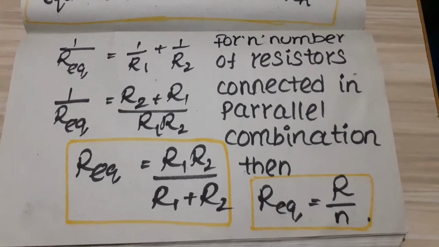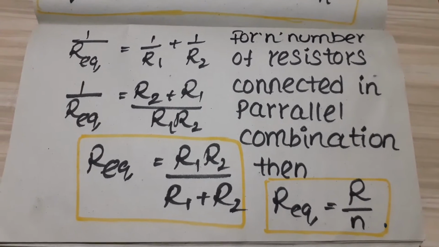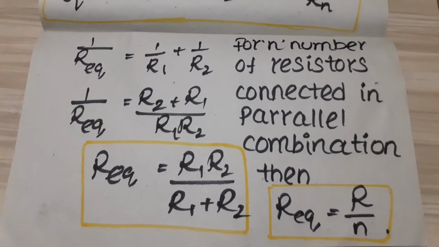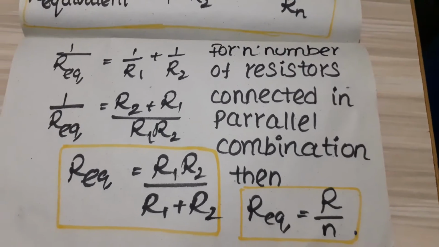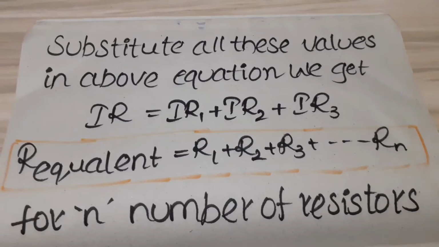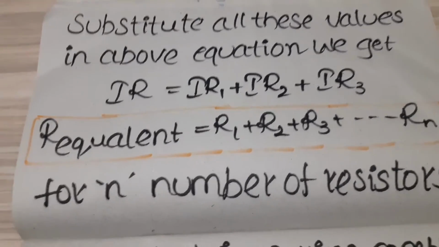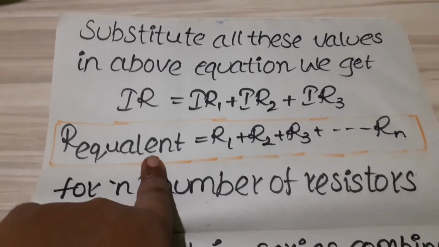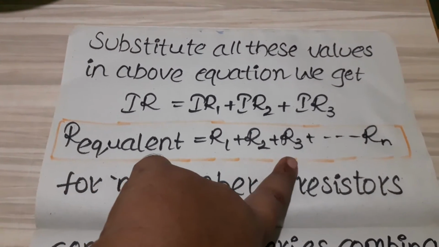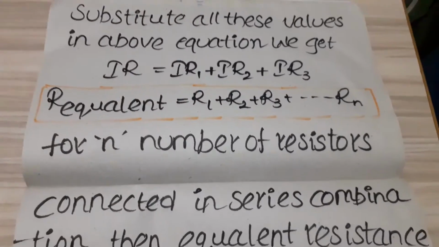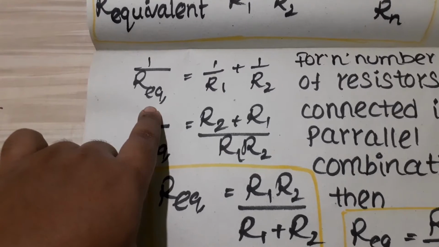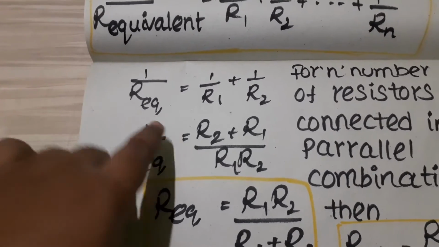If n number of resistors, each of resistance R, are connected in parallel combination, the equivalent resistance equals R by n. Now we have observed that in series combination, the equivalent resistance is R1 plus R2 plus so on up to Rn. This is the formula for the equivalent resistance in the case of parallel combination.